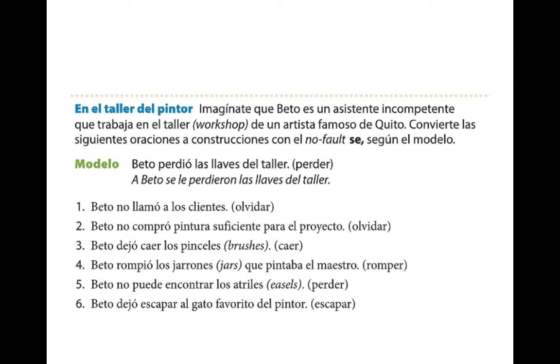A Beto, it happened to him, right? Se le, SE will stay the same, and LE are just the doubling of Beto, right? A Beto, se le, it's him, se le perdieron las llaves del taller. Las llaves is plural, so perdieron will be plural in the past. A Beto se le perdieron las llaves. Let's do the next one.